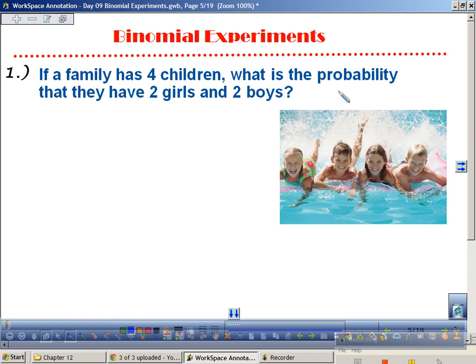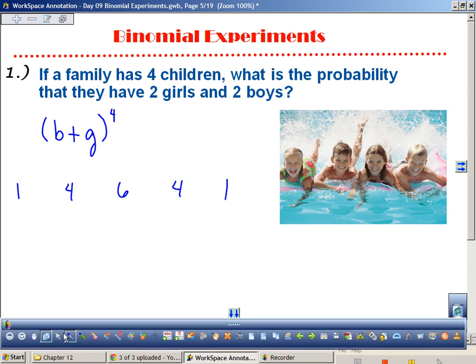If a family has 4 children, what's the probability that they have 2 girls and 2 boys? Okay, so we have 2 different options, boy and girl. This would expand to what? 4. That expansion would be 1. The second one's always 4. Does anybody remember the third one? 6. 4. 1. You guys remember that, right?